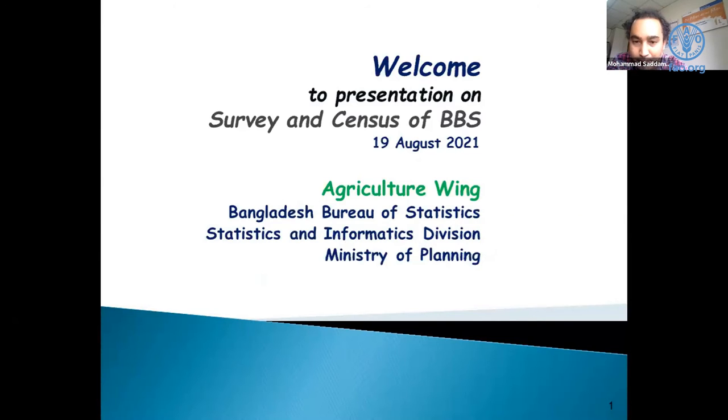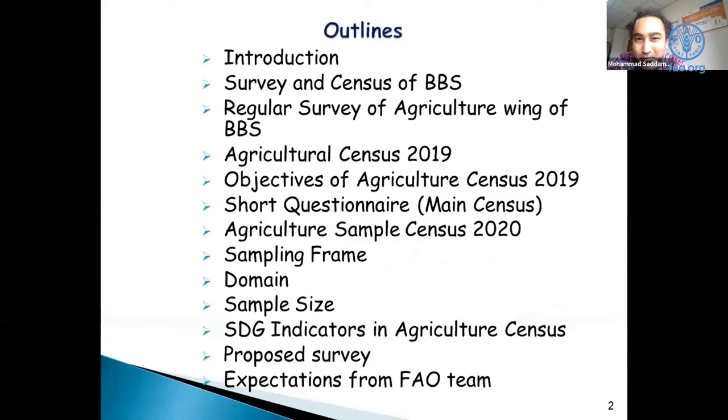I have segregated my presentation into 8 parts. First is the introductory part, and then I will explain the surveys and censuses usually conducted in BBS, and some of the regular activities in the agriculture wing. I will also explain the recent agriculture census 2019 and its main objectives, and show the questionnaire we use for collecting data on the agriculture census.